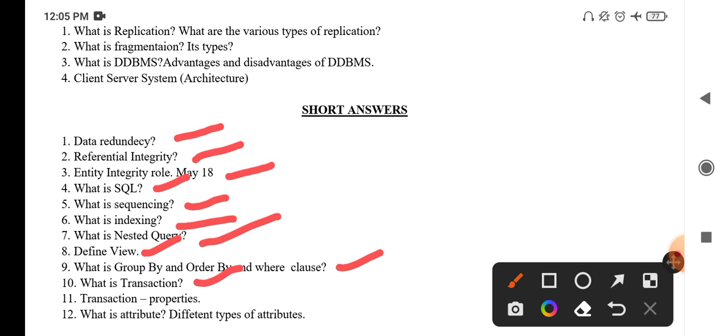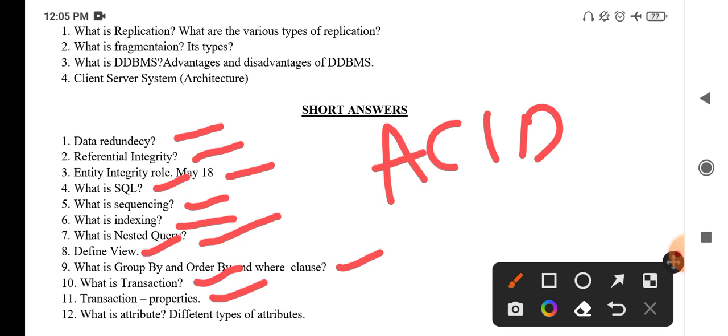Next, what is a transaction? We have to write the definition. So we have to explain about the definition. Next question is transaction properties. You know, we have ACID properties. A stands for atomicity, C stands for consistency, I stands for isolation, and D stands for durability. So we have to explain all these ACID properties.